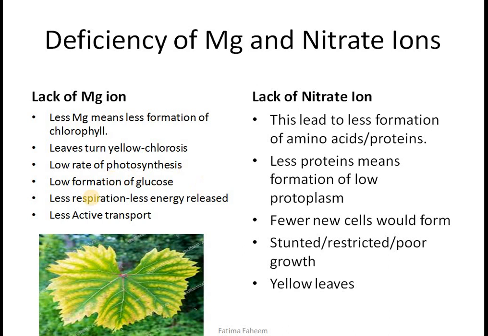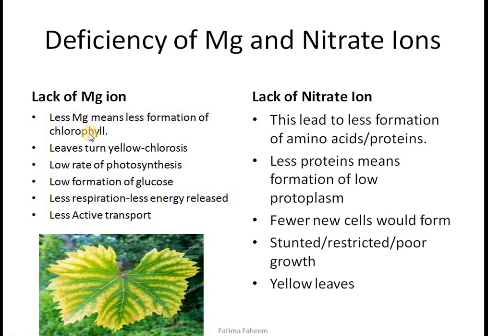Less photosynthesis means low formation of glucose, because the end product of photosynthesis is glucose. Less glucose means less respiration. Less respiration ultimately results in less production of energy. When a plant has less energy, it won't be able to carry out active transport that efficiently. So you see, it is a series of reactions happening just because of the lack of magnesium ions.